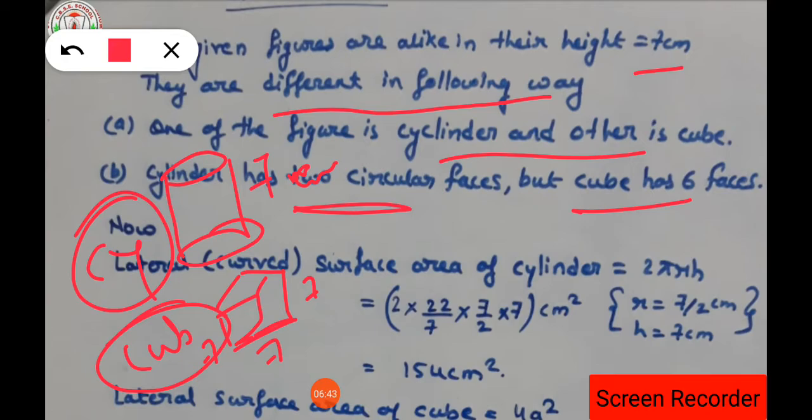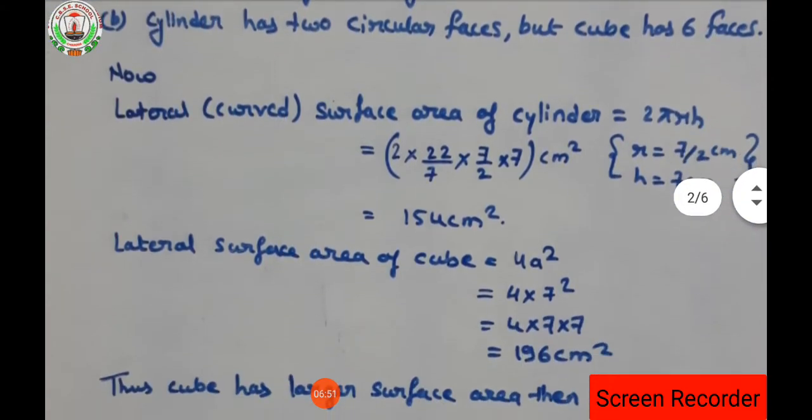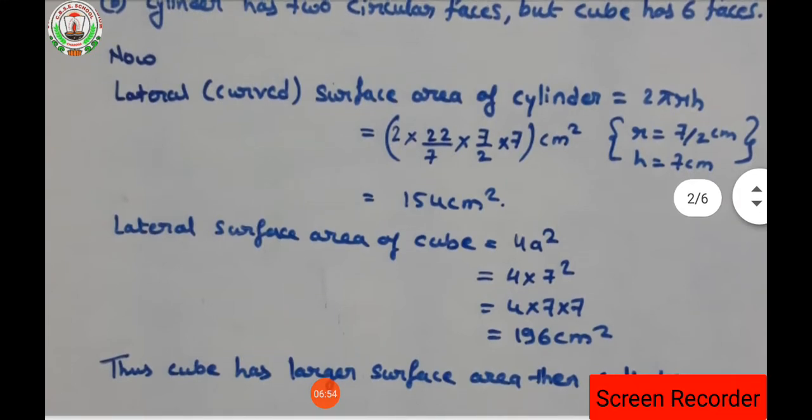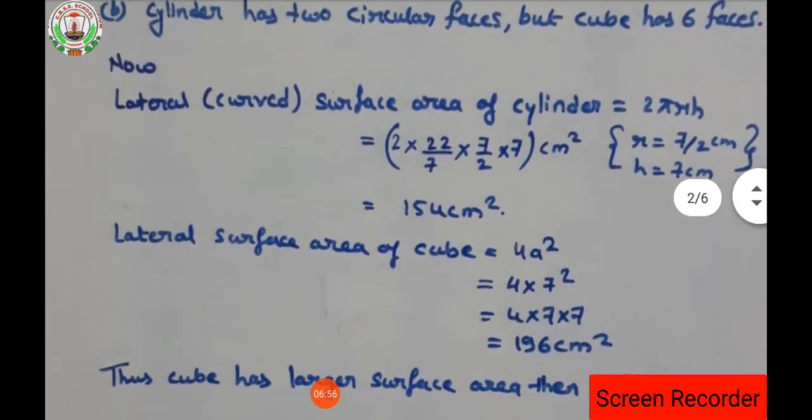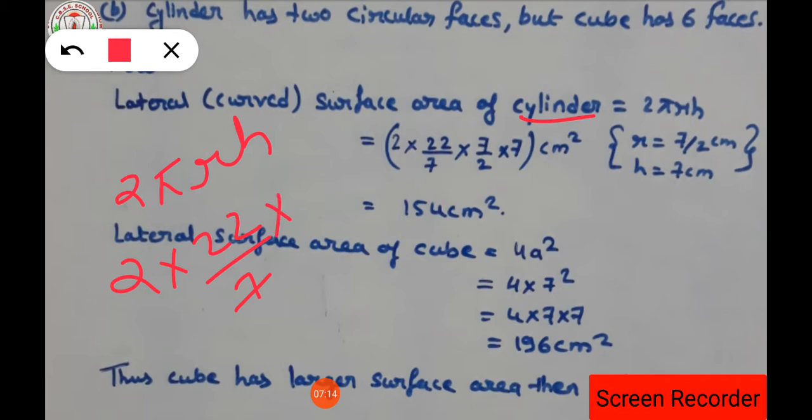Okay, now in the same question it is said that we have to find the lateral surface area. So for finding the lateral surface area of a cube and a cylinder, we have to find both separately. First we are going to find the lateral surface area, also known as curved surface area, of a cylinder. So what is the formula for the curved surface area of a cylinder? That is 2 pi r h, where the pi value everybody knows, that is 22 by 7. r is 7 by 2, and h is 7.